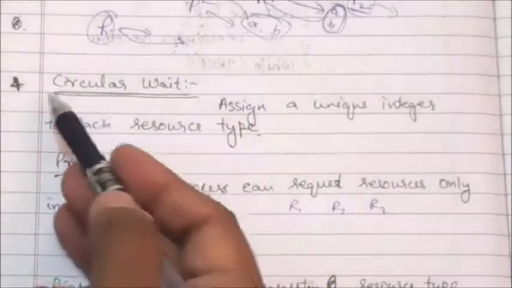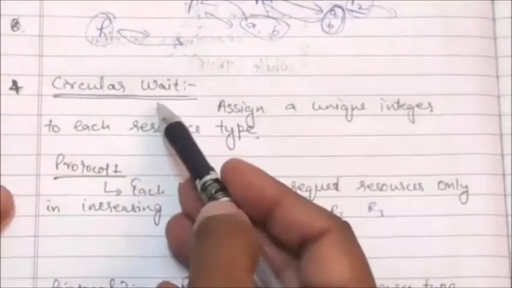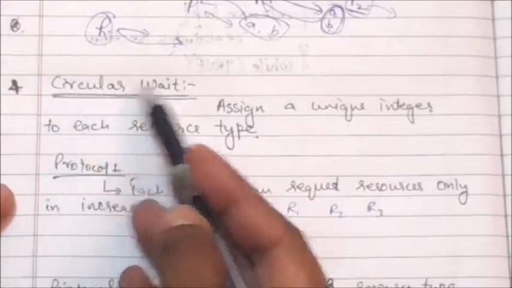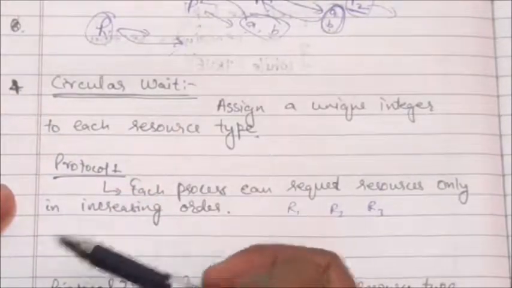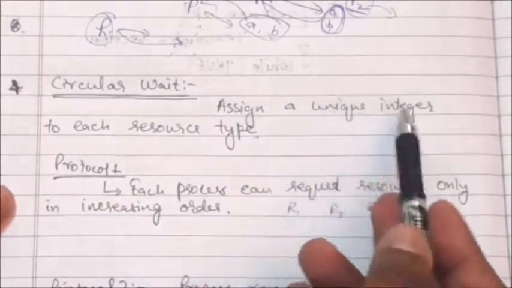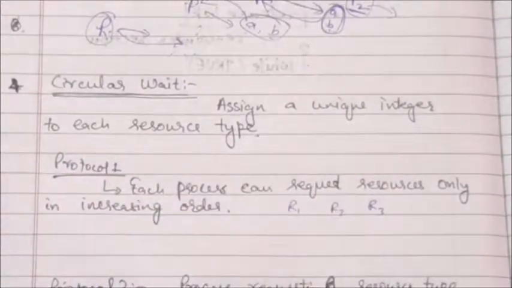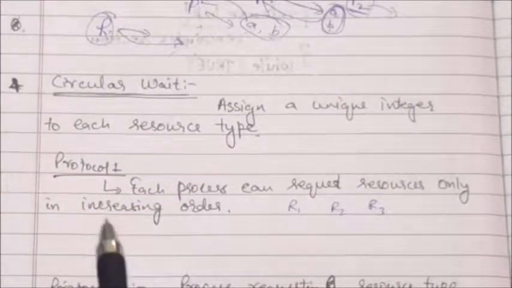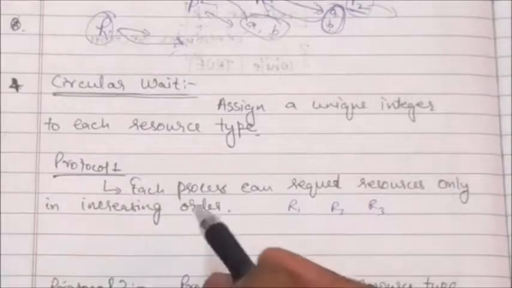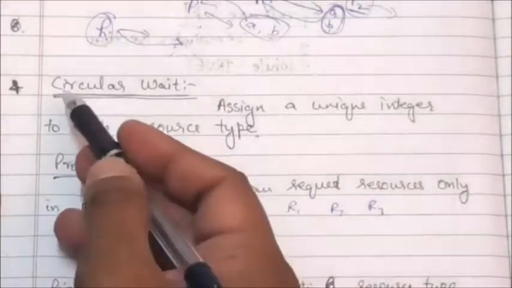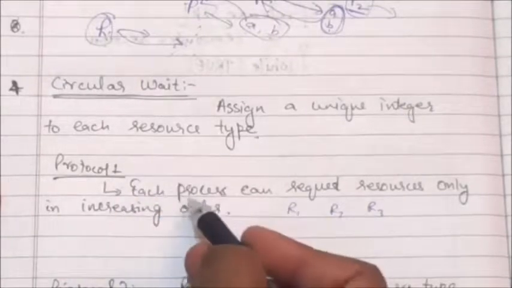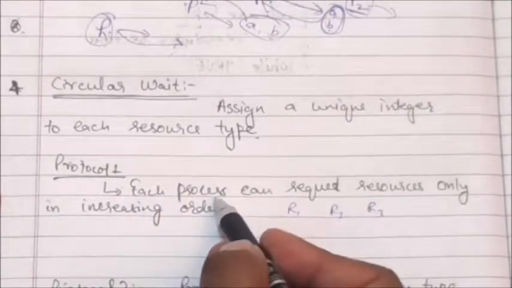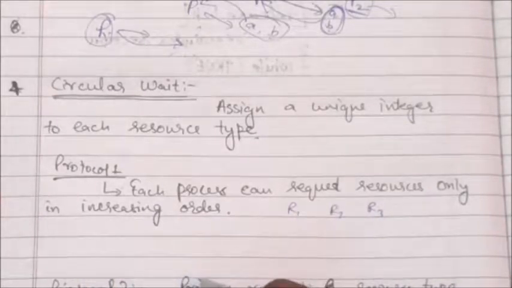Now see the fourth condition, circular wait. How can we ensure that this condition, circular wait, cannot hold? For that we will assign a unique integer to each resource type. Now we have two protocols to ensure that this circular wait condition cannot hold. According to the first protocol, what happens?